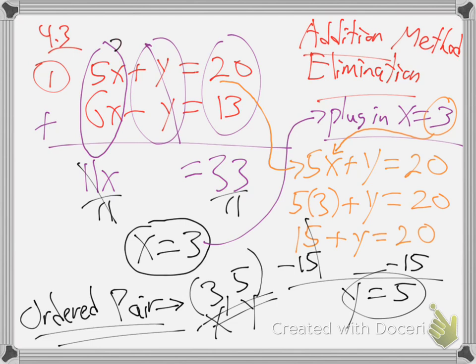If I put 3 in for x here, and 5 in for y in both places, you see y. Does it make it true? Is that right? 5 times 3, 15, plus 5? 20. And 6 times 3, 18, minus 5? 13. See how that x and y make both equations true at the same time? Is that good? Does everybody see what we did there? Questions on that?